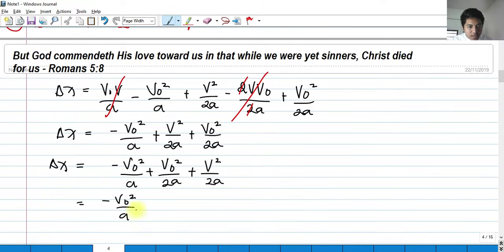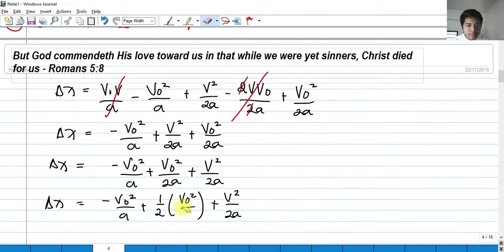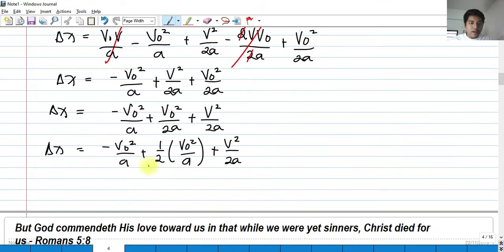Because this second term is equal to 1/2 v naught squared over a plus v squared over 2a, I factor out the 1/2 so that this term would come out, v naught squared over a, so that we can simplify it with the other first term. You can imagine that if we let v naught squared over a equal x, that would be negative x plus 1/2 x. That is simple algebra. So, negative x plus 1/2 of x.